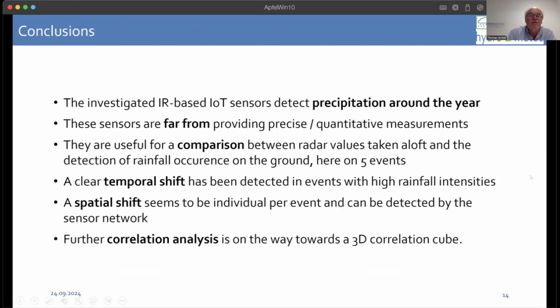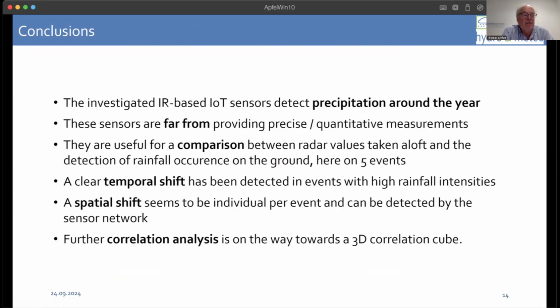And we have seen a clear temporal shift with high rainfall intensities. And we have also seen cases of a spatial shift. And so we need to look further into where really the rainfall that we see by the radar is reaching the ground. And here, such simple devices can in any case help.